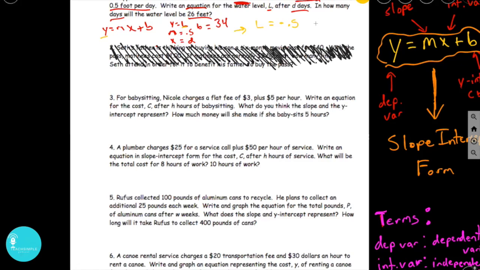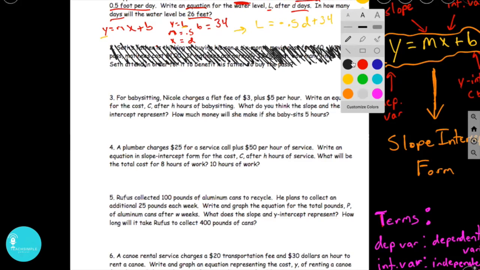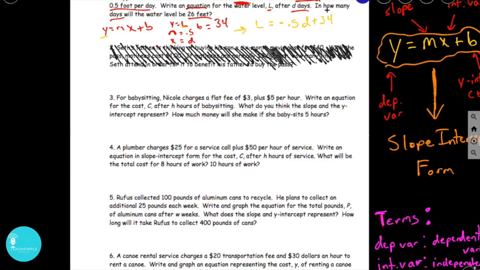Our independent variable is D, days, right? Because x is going to be D days, plus 34 feet. And that is our base, b. So we now have our equation. Now we need to go ahead and solve the problem. So it says, how many days will it take for the water level to be 24 feet?